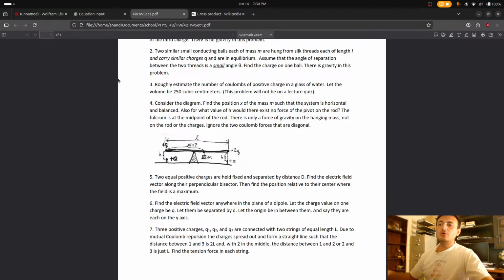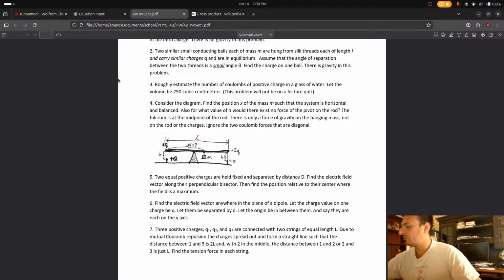Negative torque, bro? Who the hell said negative torque? It is negative torque. I am all about the negative torque.